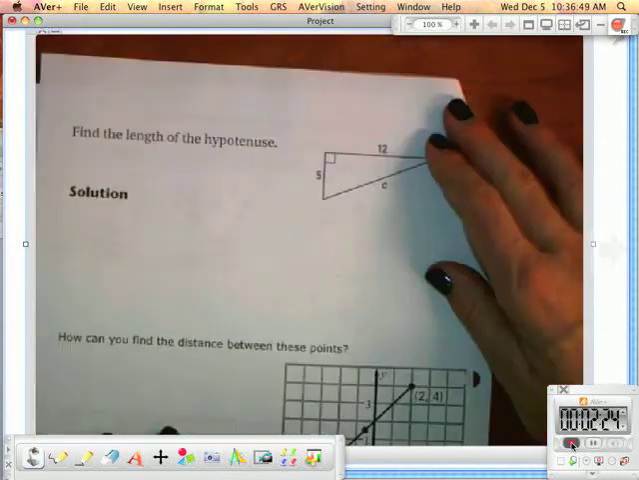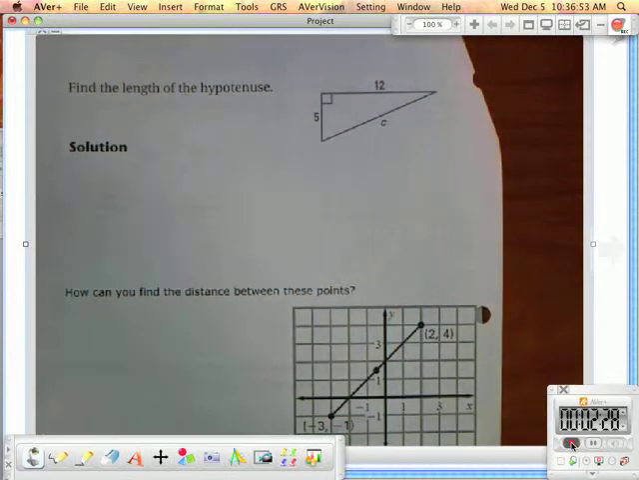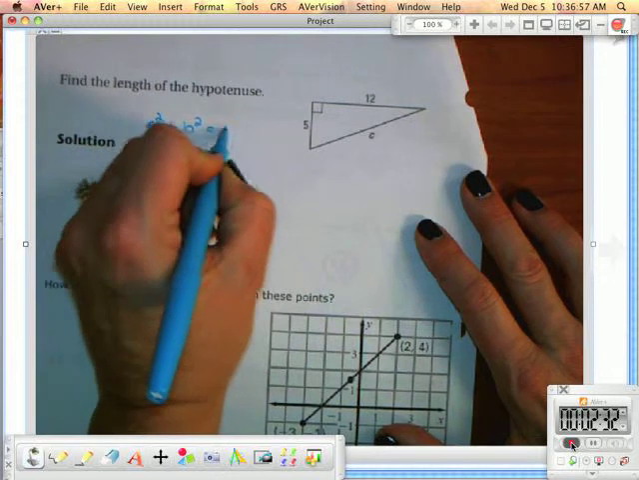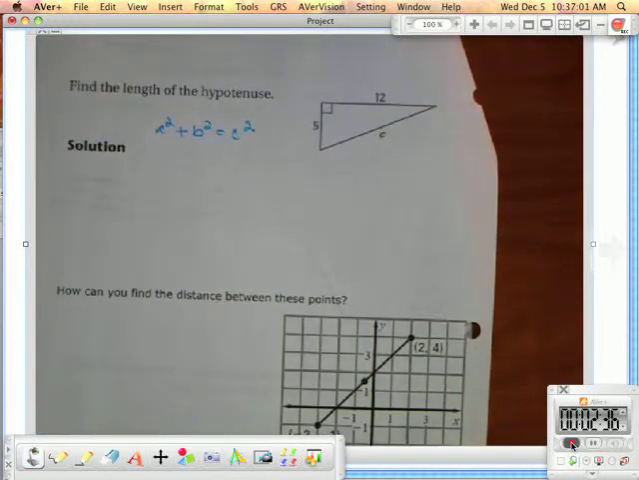Do this one on your own. You've already done enough of these, but this will be the last one for now. It doesn't take very long. Okay? Do that one on your own.